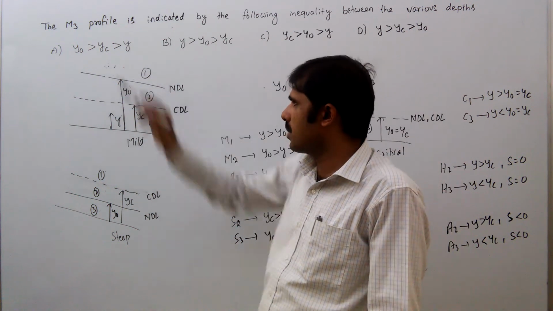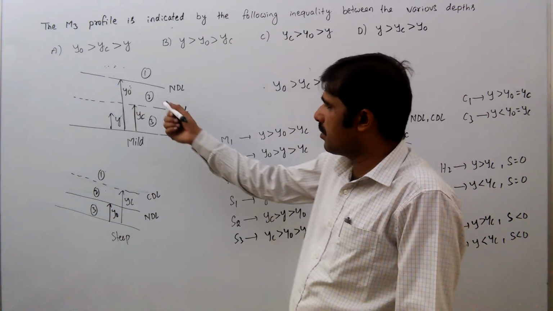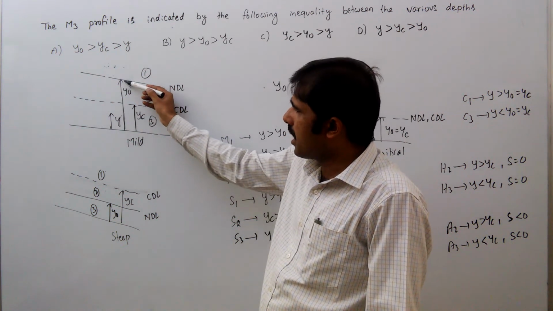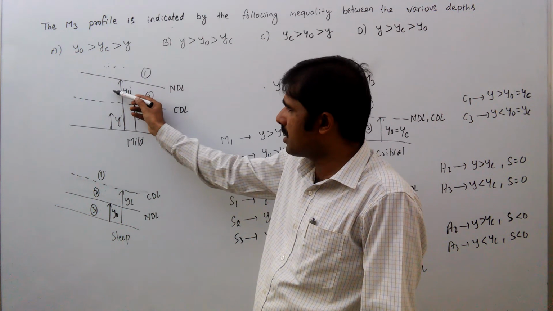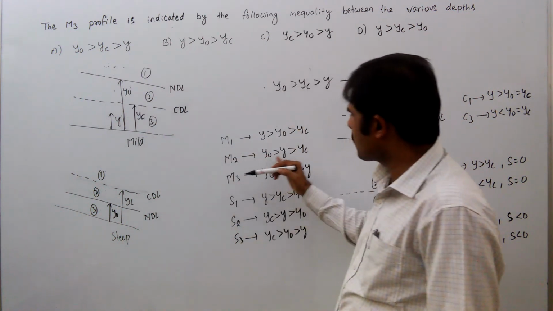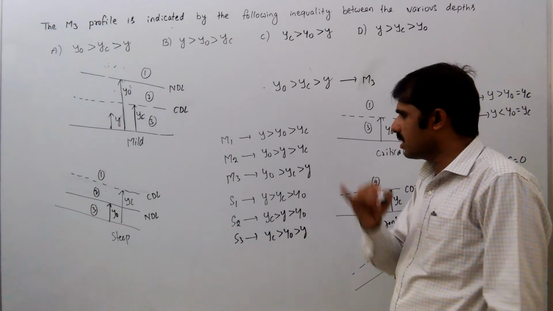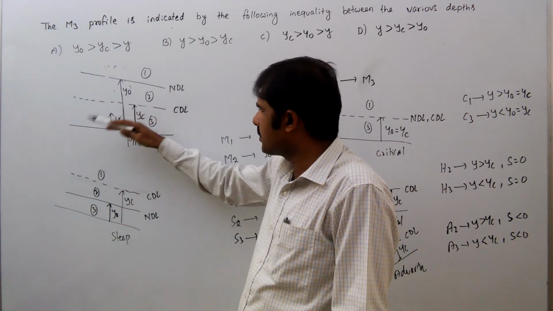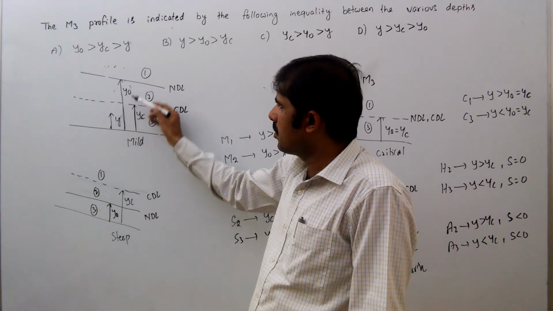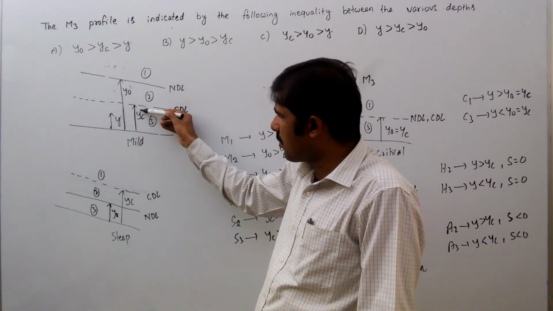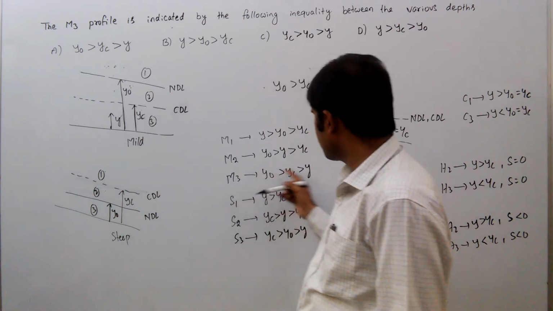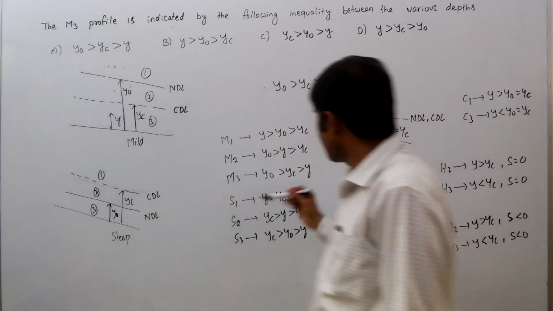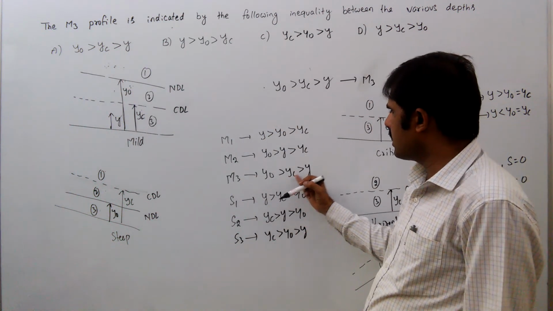If Y is in the second region, then how can we write this? Y0 is more than Y, which is more than YC. That is M2 profile. Then if Y is below this CDL, that means Y0 is more than YC and YC is more than Y. That is M3 profile. So here M3 profile means Y0 is more than YC and it is more than Y.